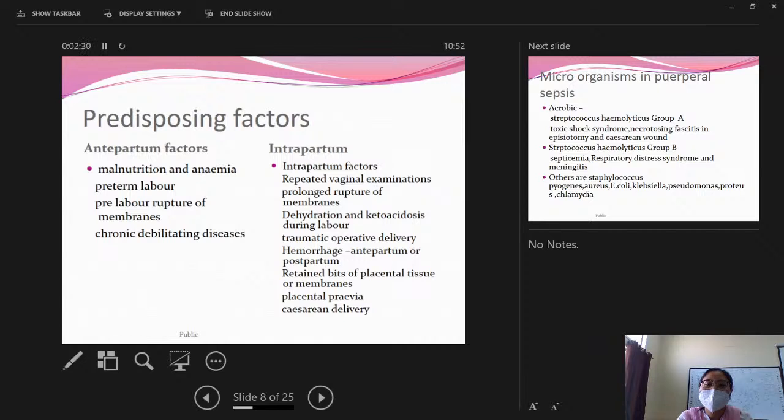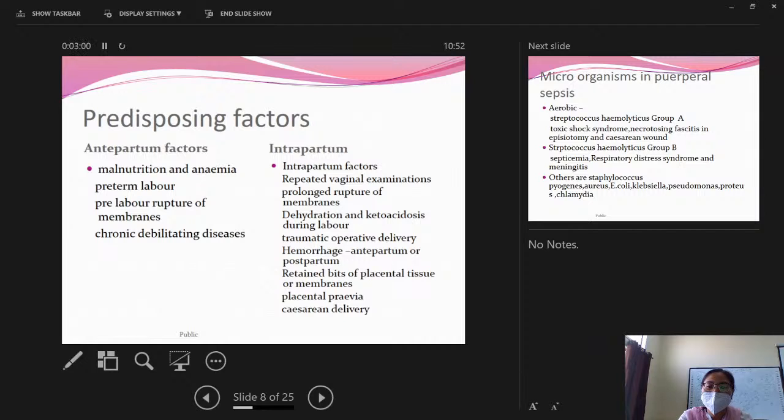So what are the predisposing factors? We have antenatal factors and intrapartum factors. Antenatal factors: malnutrition, anemia, preterm labor, PROM, and chronic debilitating diseases. Intrapartum factors: repeated PV examination, PPROM, maybe the lady is dehydrated and ketoacidosis is there during the labor, or a traumatic operative delivery. Then she can end up having puerperal sepsis.